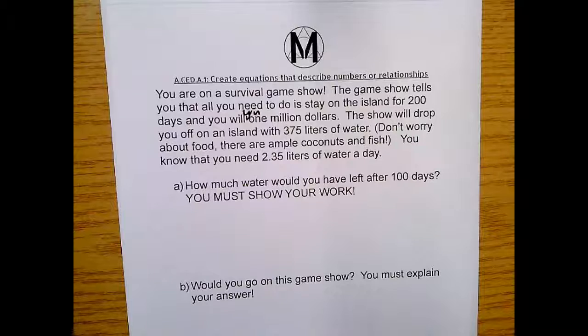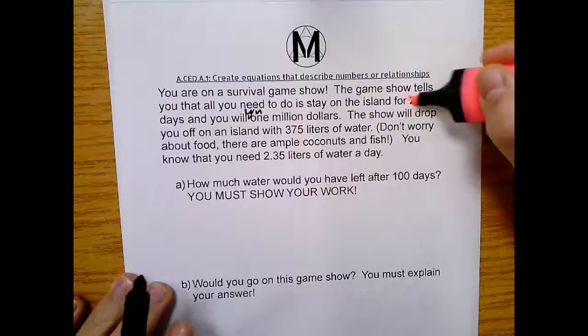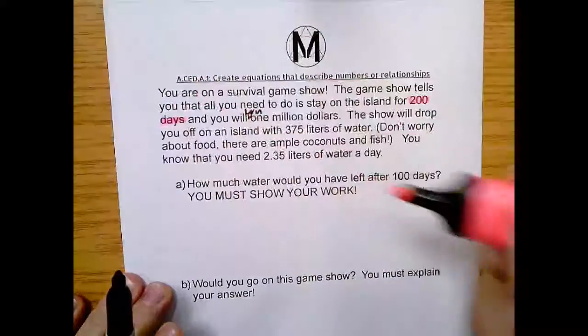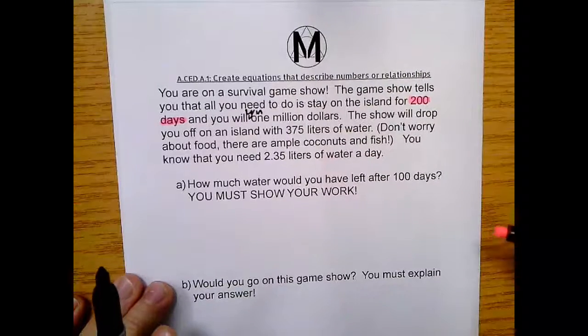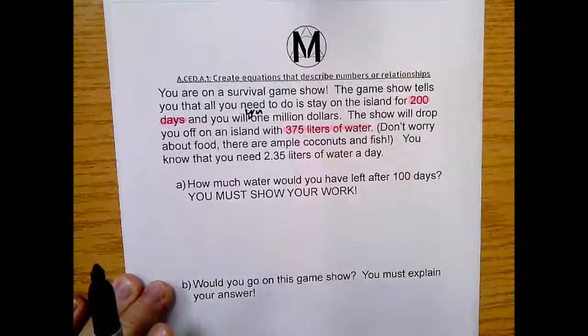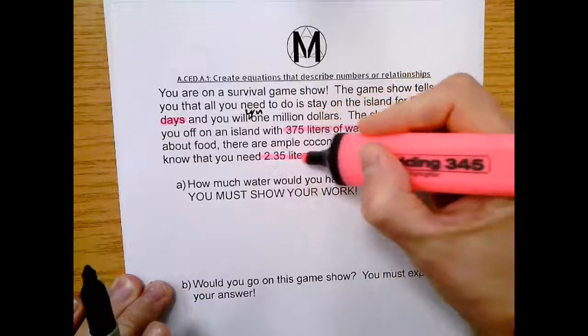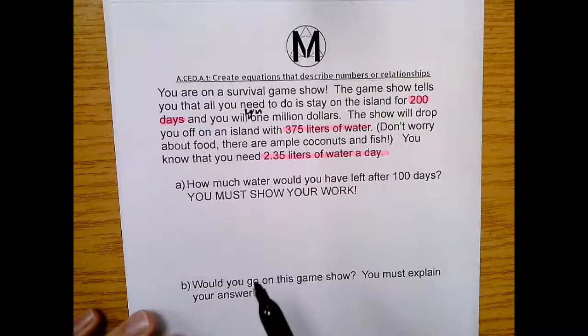You must show your work, which is a really good process here. Well, okay, let's start off and just highlight what we think the relevant information will be. At the most, we'll be there 200 days. $1 million, that is a number, but maybe not relevant to the question. And then you'll have 375 liters of water, and you know you drink 2.35 liters of water a day. Okay. So the question is, how much water would you have left after 100 days?